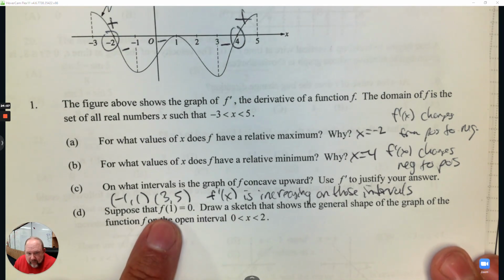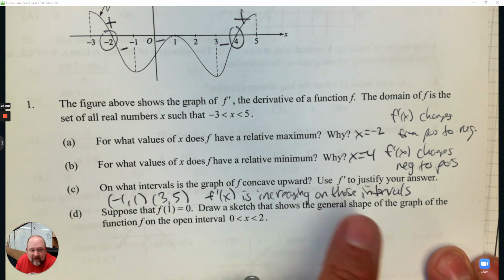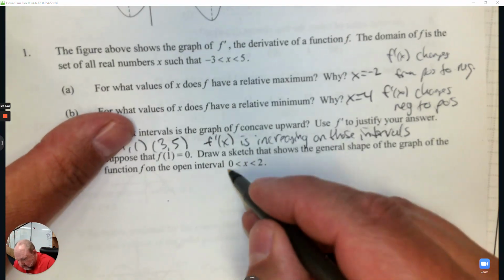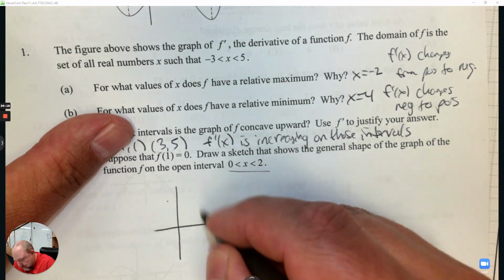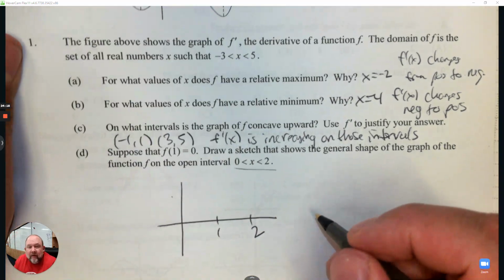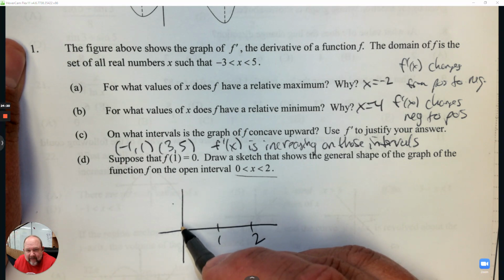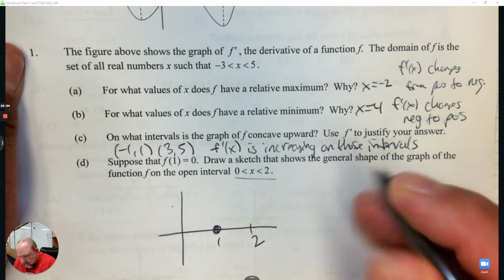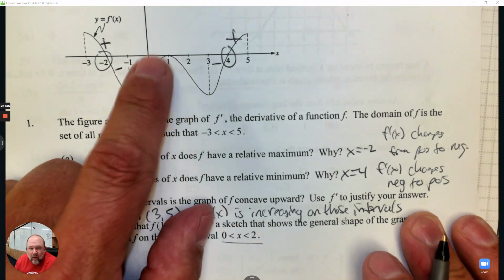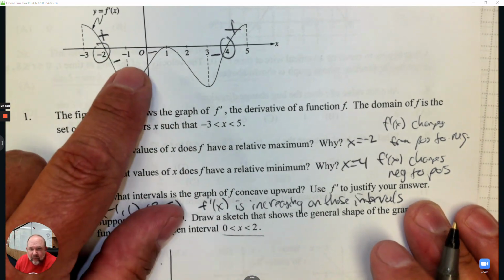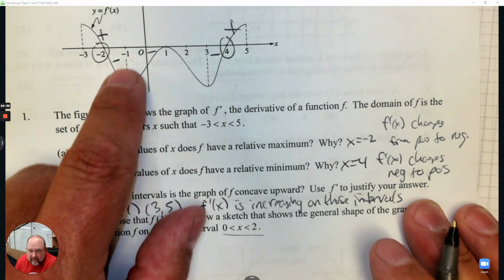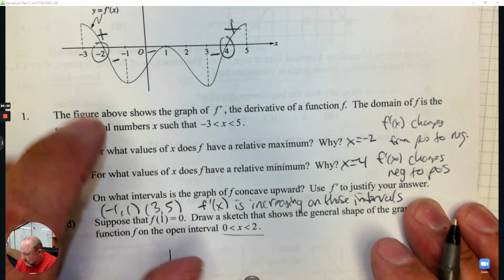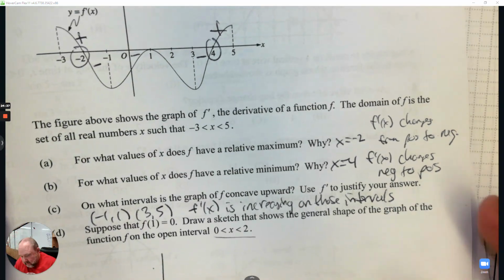Suppose f at 1 equals 0. Draw a sketch that shows the general shape of the graph of the function from 0 to 2. So at 1, the answer is 0. We know that at 1 might be a point of inflection. So this is decreasing. All of it. From 0 to 2, it's all negative. So it's all decreasing.